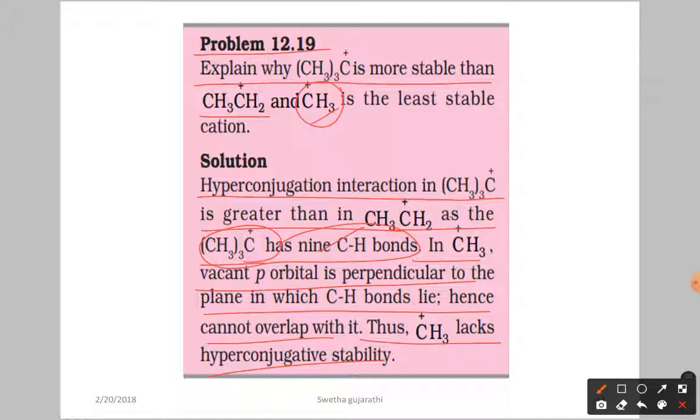Hence they cannot overlap, and CH3 lacks hyperconjugation. Simply what happened here? In this case we have only 3 resonance structures. In this case we have 9. In the case of methyl we don't have any hyperconjugation. So once the hyperconjugative structures are more, there is more stability. So here the tertiary carbocation has more resonance structures, more hyperconjugative structures. That's why it has the most stability.